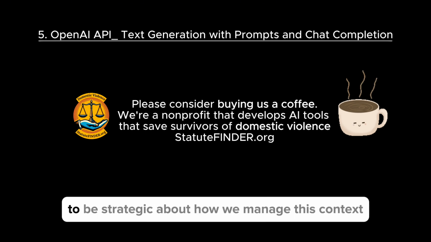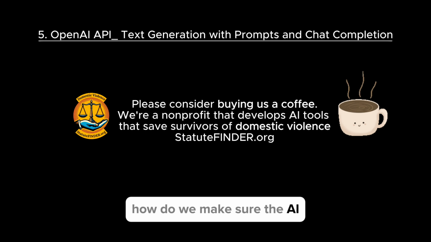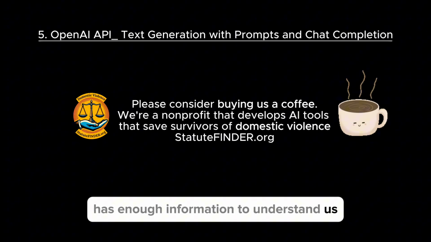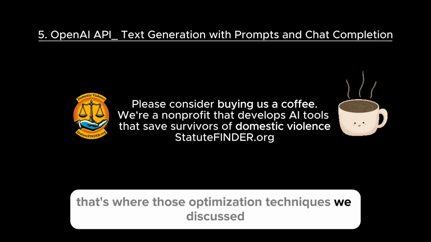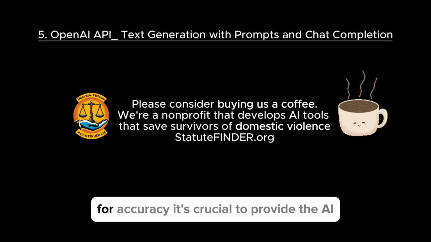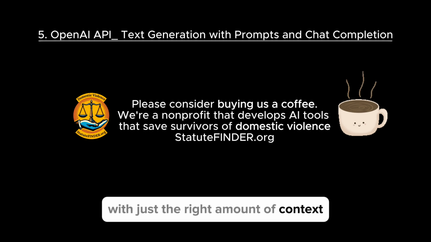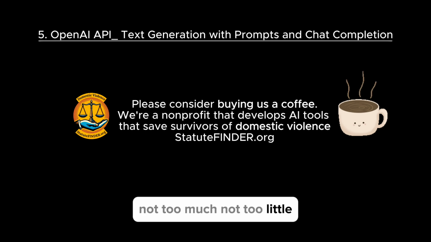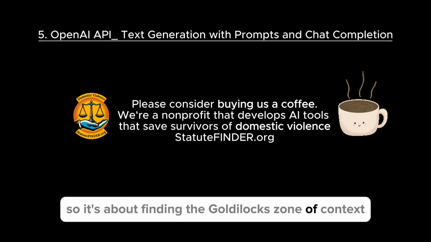Okay, so we need to be strategic about how we manage this context. How do we make sure the AI has enough information to understand us, without overloading its memory? Well, that's where those optimization techniques we discussed earlier come in handy. For accuracy, it's crucial to provide the AI with just the right amount of context. Not too much, not too little. Yep. Too much can overwhelm the model, while too little can lead to irrelevant responses. So it's about finding the Goldilocks zone of context.